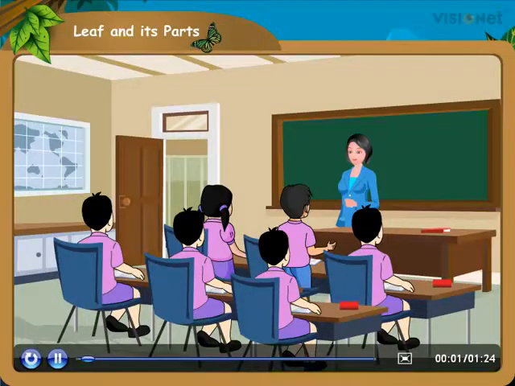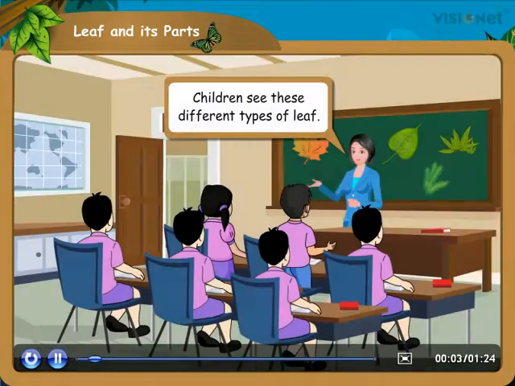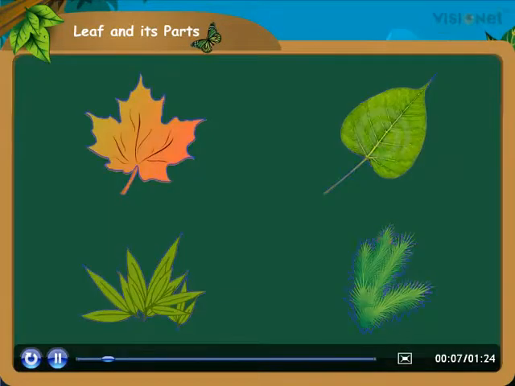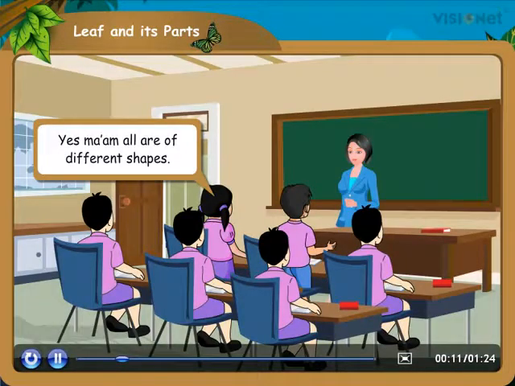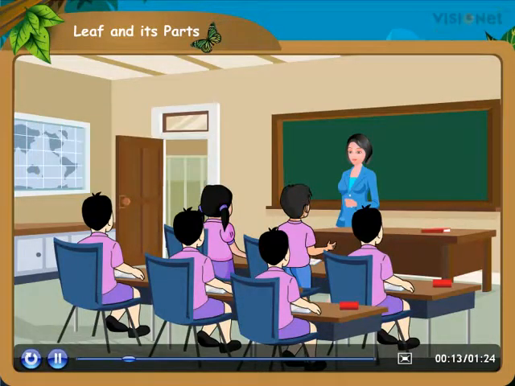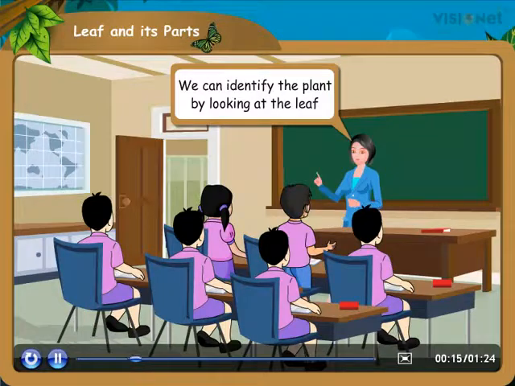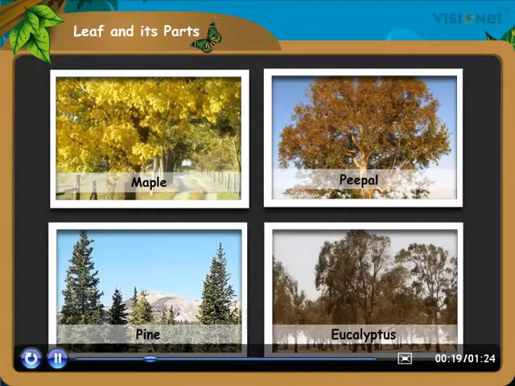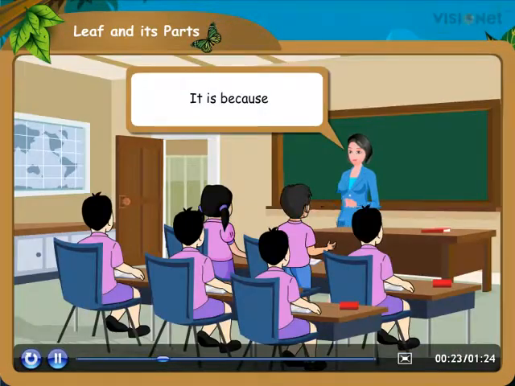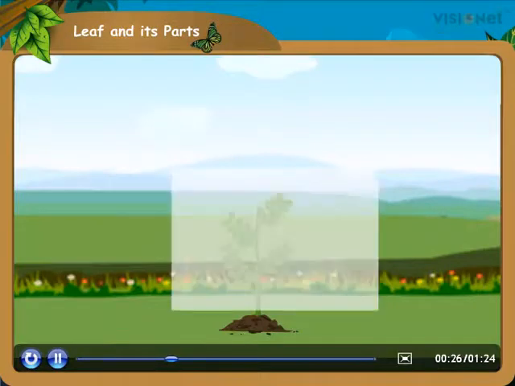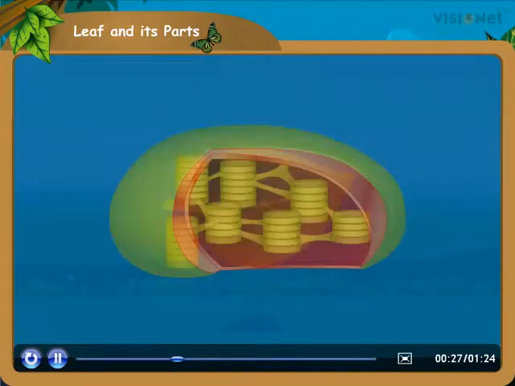Leaf and its parts. Children, see these different types of leaves. Can you find any difference between them? Yes, ma'am. All are of different shapes. We can identify the plant by looking at the leaf. Why do all plants appear green in color? It is because they all contain a green substance called chlorophyll.